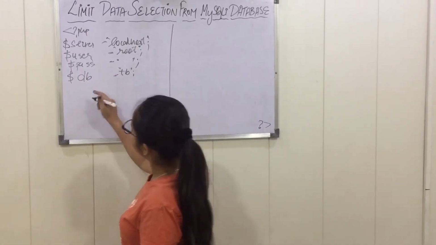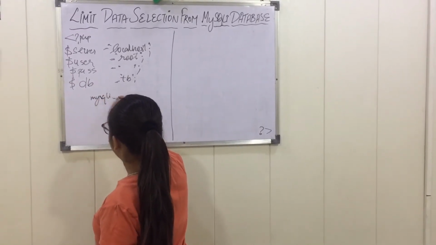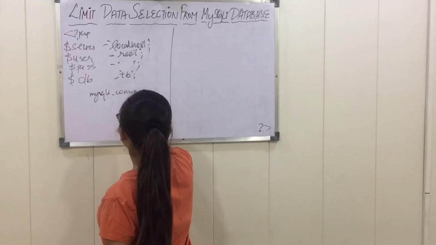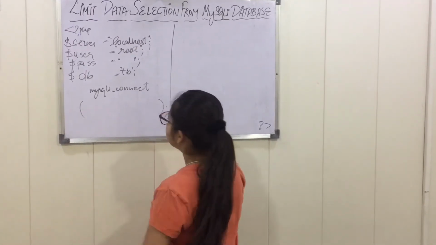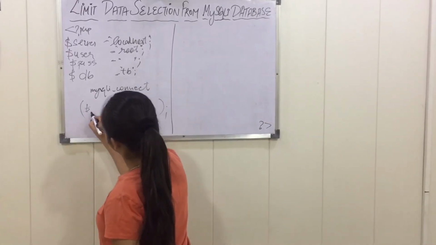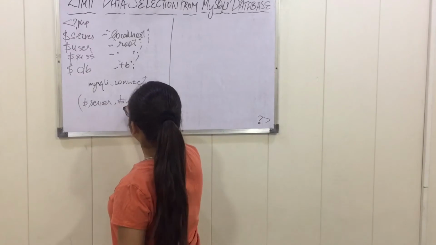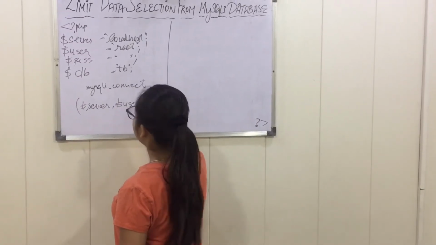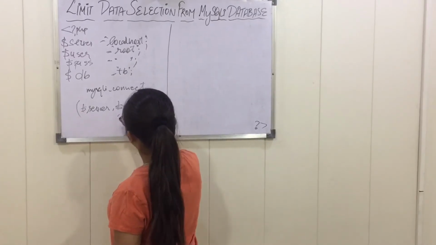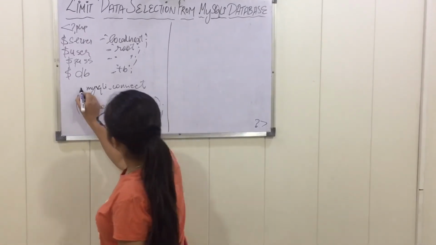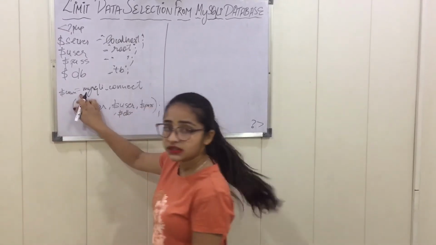After that we will join the connection. So we will write here mysqli_connect. In between this we will pass all the variables, which are $server, after that $user, after that $password, and after that $db, that is our database. Now we will put this into a variable. Suppose my variable name is $con, that is the connection.